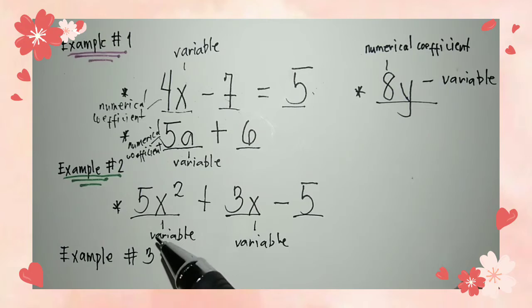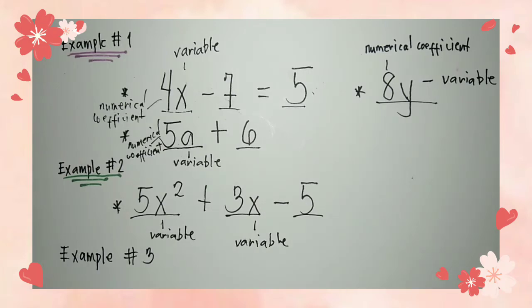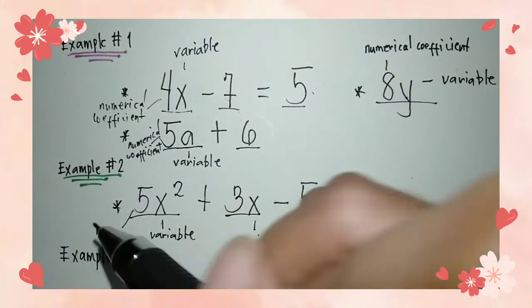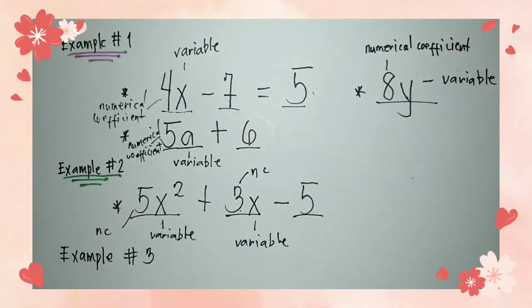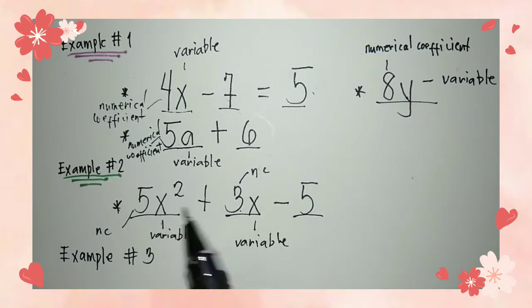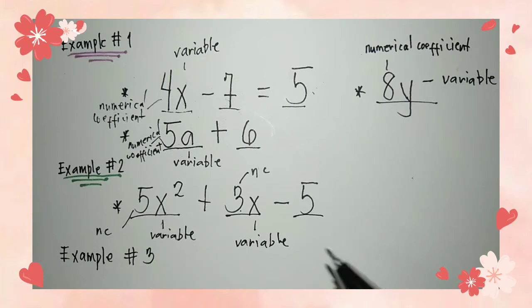Okay? And, of course, dito sa ating example number 2, we have 5x squared plus 3x minus 5. So, ang ating numerical coefficient dito is itong 5 and itong ating 3. Sila yung mga numerical coefficient. Alright? So, remember, ayan no, kahit dalawa na term to, first term, second term, parehas silang merong numerical coefficient kasi parehas din silang merong variable.